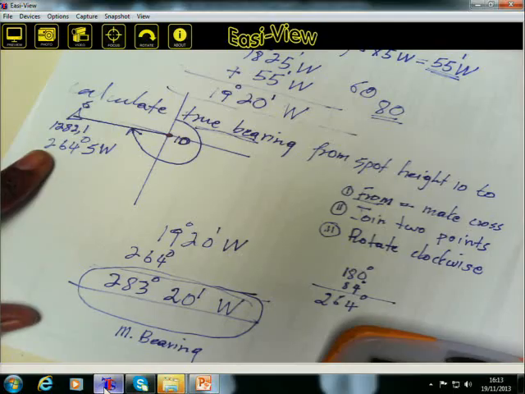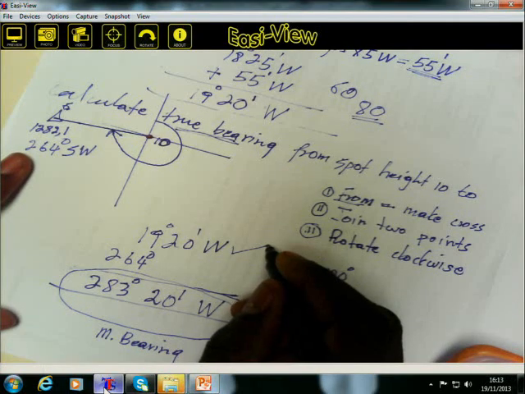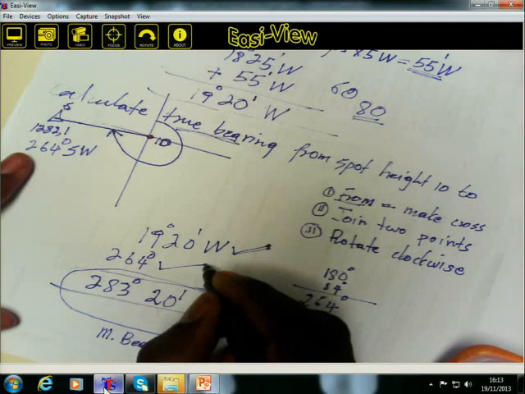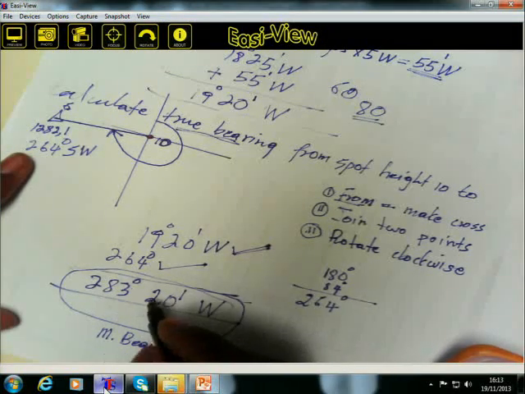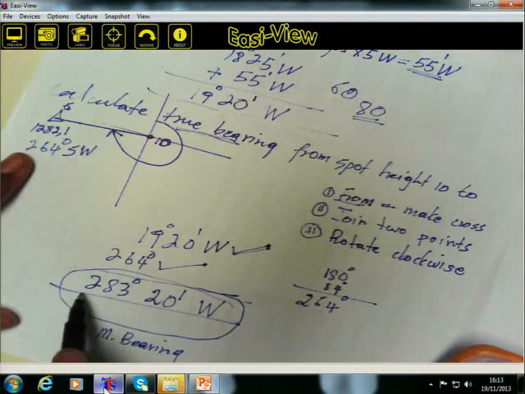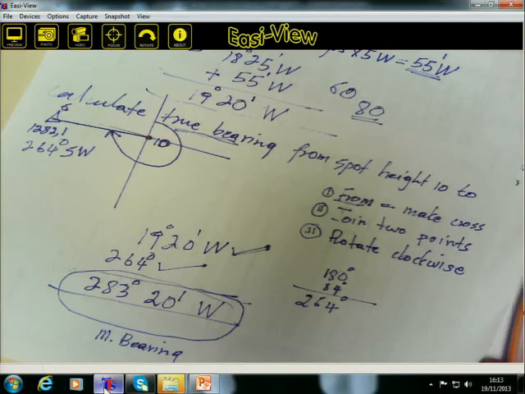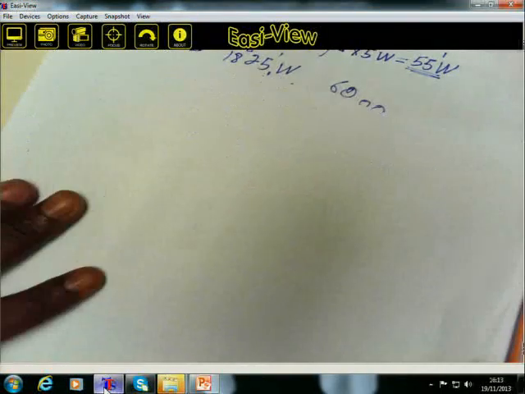This will be my magnetic bearing, where I added the true bearing and the mean magnetic declination to give me the magnetic bearing, which will be 283 degrees. Let me move straight to another example. Let me take another example so that it can be easier and simpler.